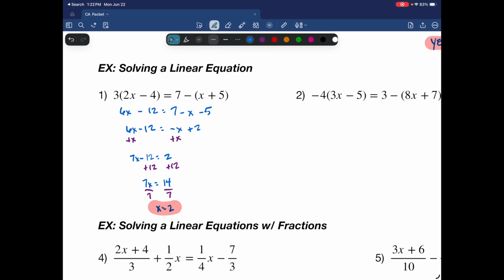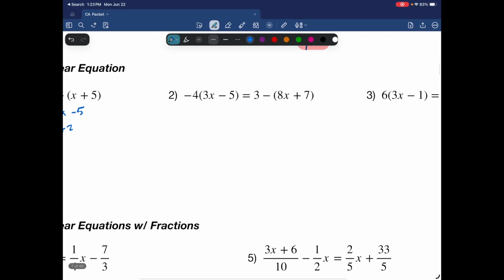As you get more and more comfortable with this, you don't have to show all the extra steps that I did in purple, but do that until you feel comfortable. On number 2, do the same thing. Negative 4 times 3, that's going to be negative 12x. Two negatives make a positive, so it's going to be 20 equals 3 minus 8x minus 7. Let's clean this up.